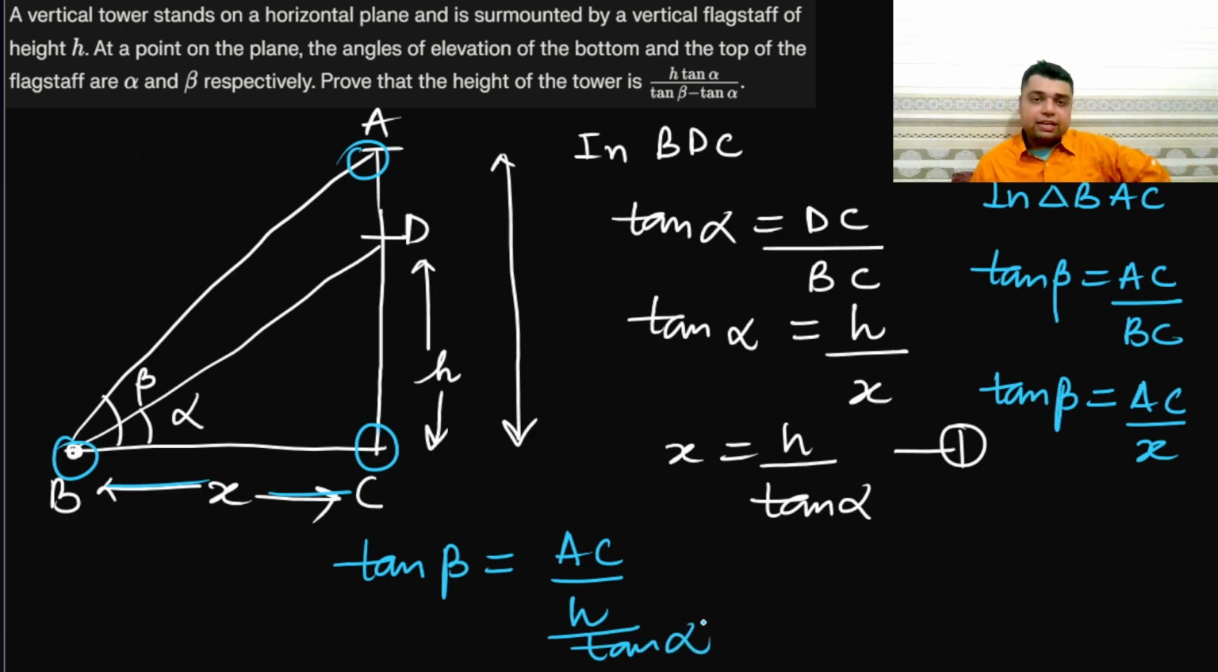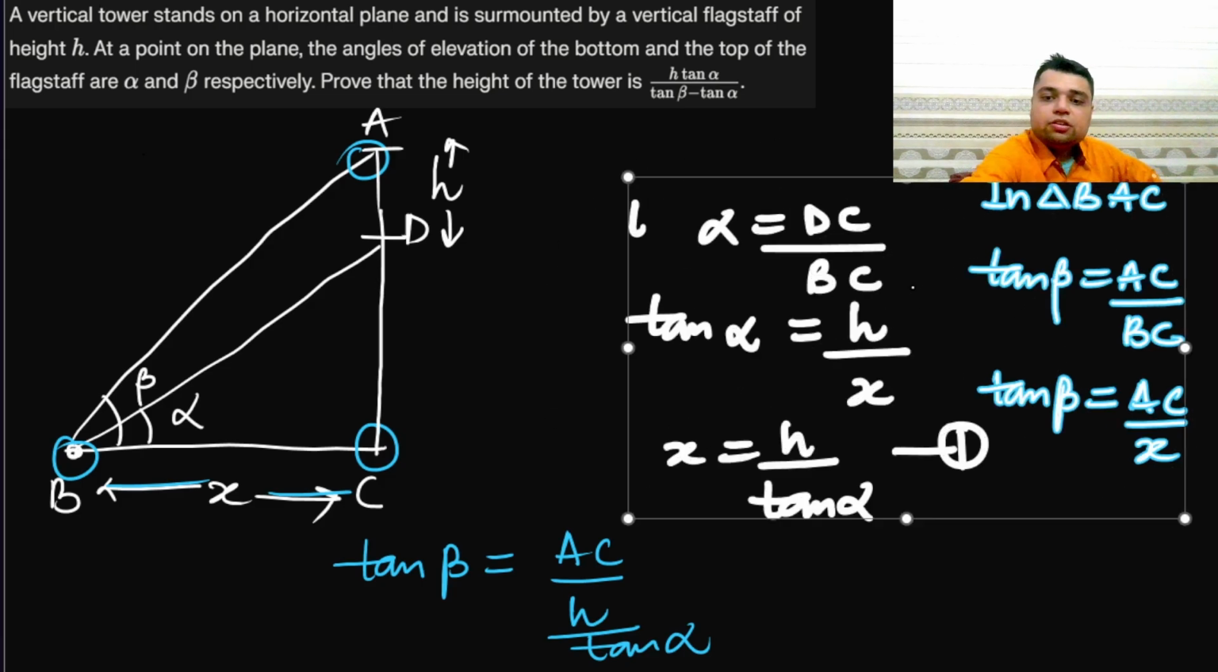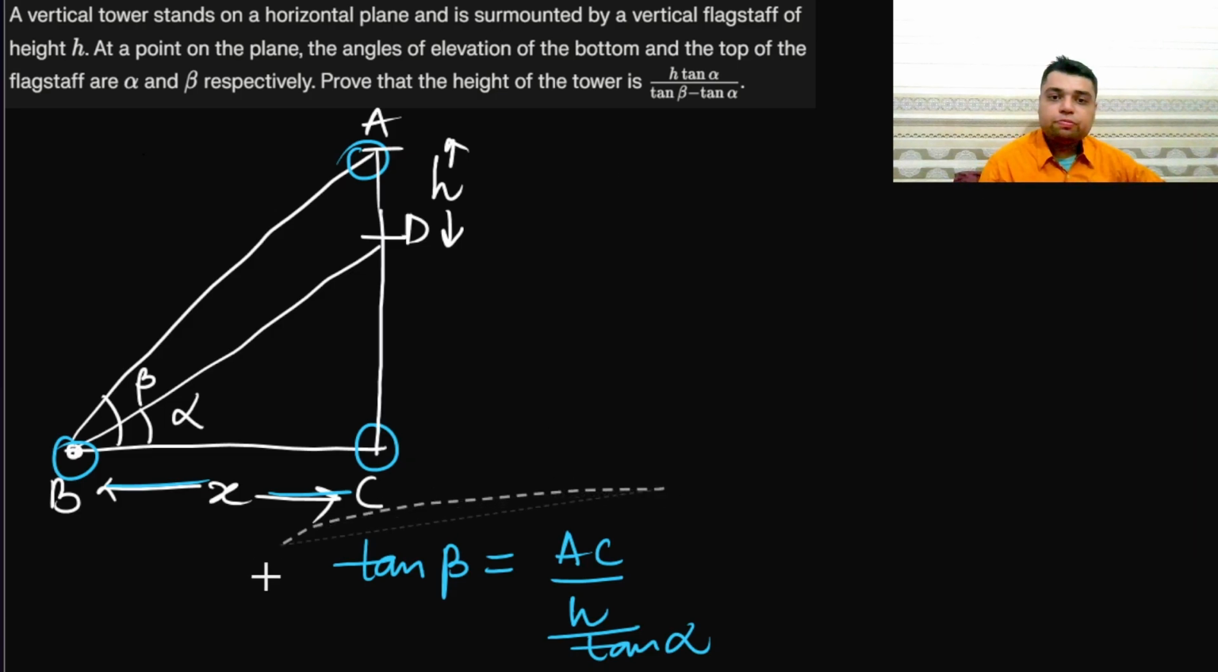Okay, let me recheck this question again. A vertical tower stands on a horizontal plane and is surmounted by a vertical flagstaff of height h. Oh, that is the problem. So we haven't read the question carefully. So the height of the staff is what? This is h, not this. So all the things will be clear now. Let me erase this whole thing. So in such questions, try to read the question carefully. Don't make this mistake.